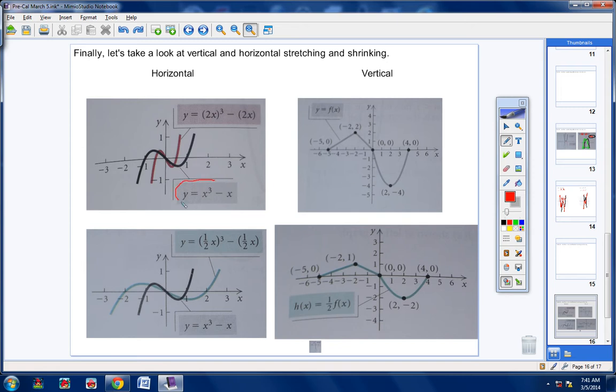Here's the original black function, and here's the black graph right here. Even though I highlighted it in red, there's the black graph of this function. Now notice what we did. We went directly to the x and we multiplied the x by 2. Notice how the power of 3 is on the outside. Notice how I went directly to the x, and on the inside I put a 2. Whenever you multiply the x directly by a number, it is going to influence the graph horizontally. It's either going to stretch it or shrink it, and we'll talk about that in just a second.